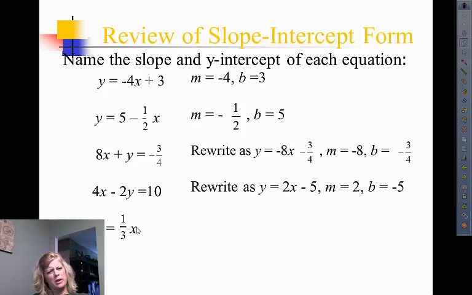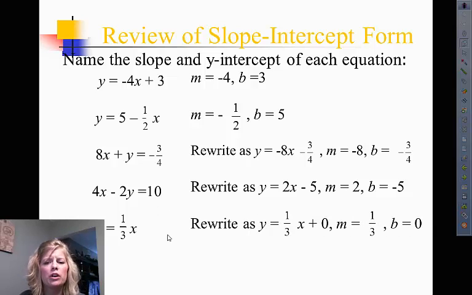What about this one? It doesn't have a constant. So what would my y-intercept be? My slope is 1/3. What about with the y-intercept? Well, imagine there's a plus 0 here. Would you see a plus 0? No, because you never write it, right? But you could. You could rewrite it as, say, 1/3 x plus 0. Therefore, 0 would be your y-intercept.